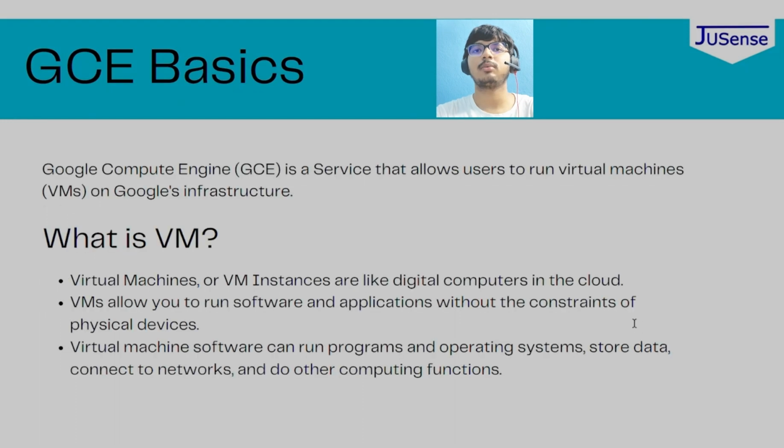So now let's talk about what is a VM instance. As we all know that a virtual machine is like a digital version of a physical computer where we can run programs and operating systems, store data, connect to networks and do other computing functions without the constraints of physical devices. But it also requires maintenance such as updates and system monitoring. Google Cloud Compute Engine is a service that allows users to run virtual machines on Google's infrastructure.